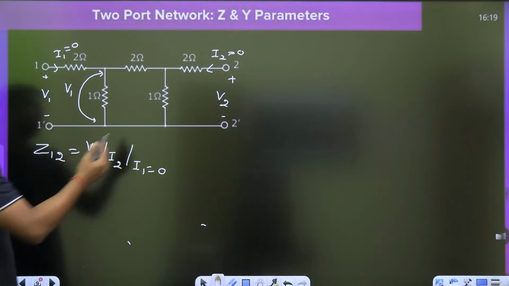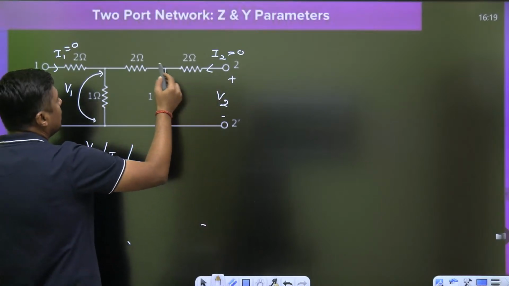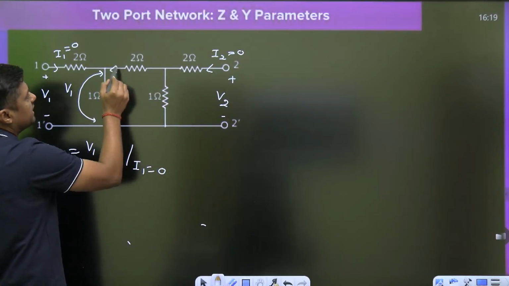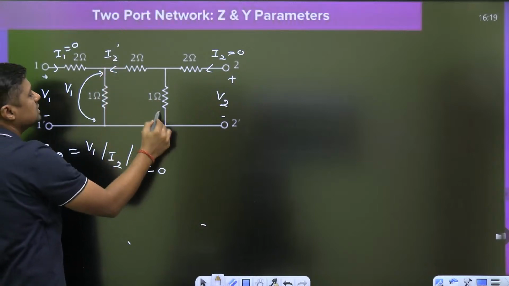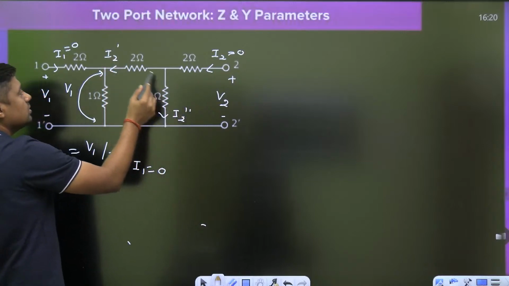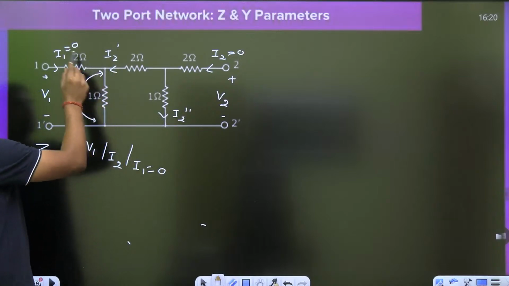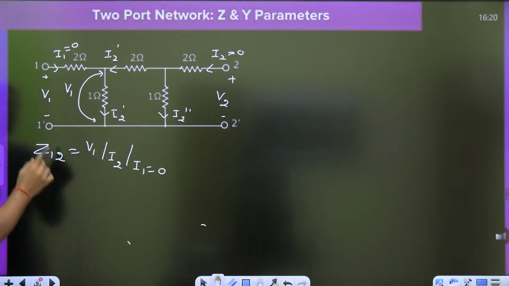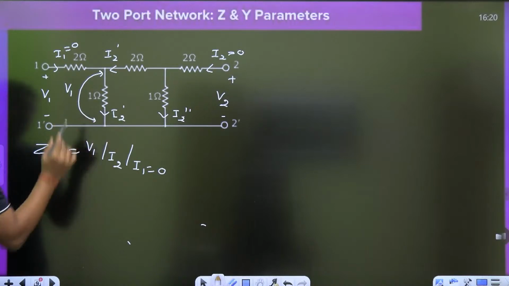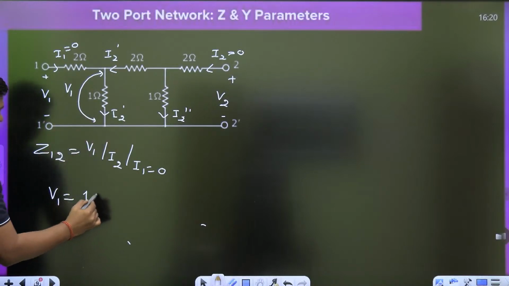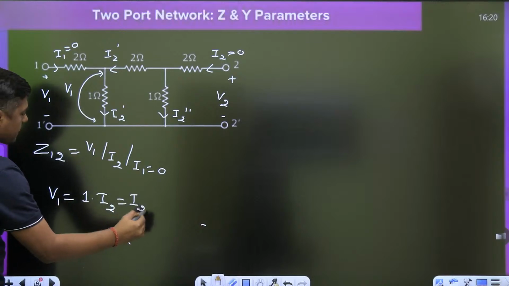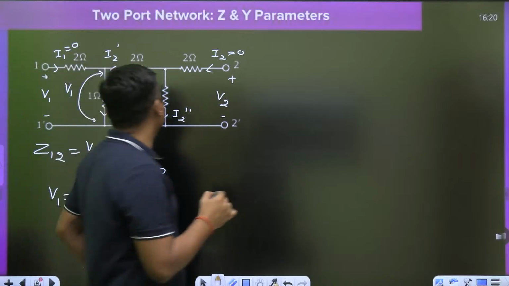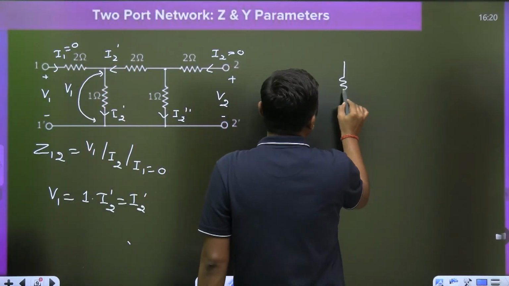Now what is the current here? I2. Now this current is divided into two parts. Some current will pass through this, let it be I2 dash or I2 double dash. So what is V1? Because I1 is 0, this I2 dash will pass through this. So V1 is equal to 1 into I2 dash, that is nothing but I2 dash. Now at this point we can apply the current division rule. So this is the 2 and 1, that are in series.